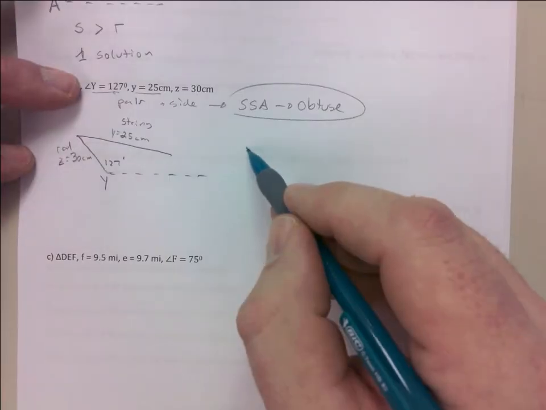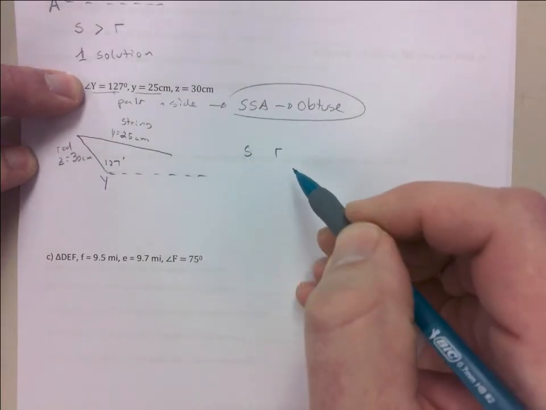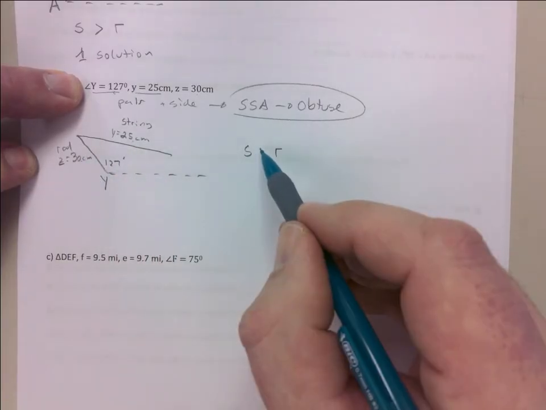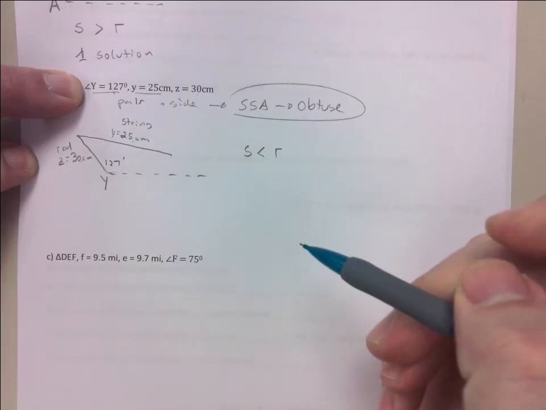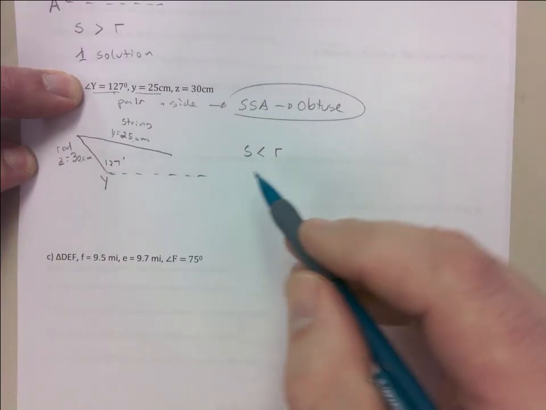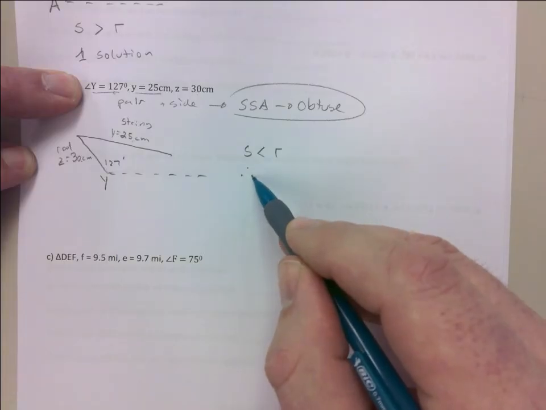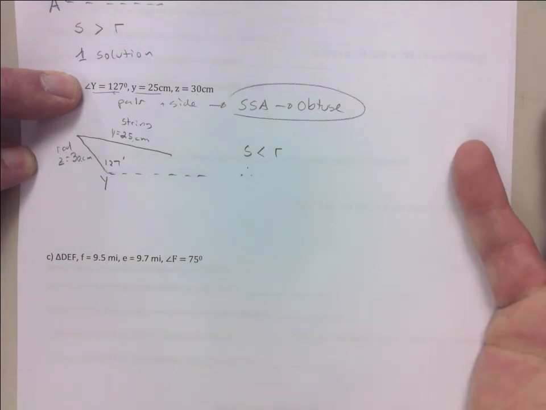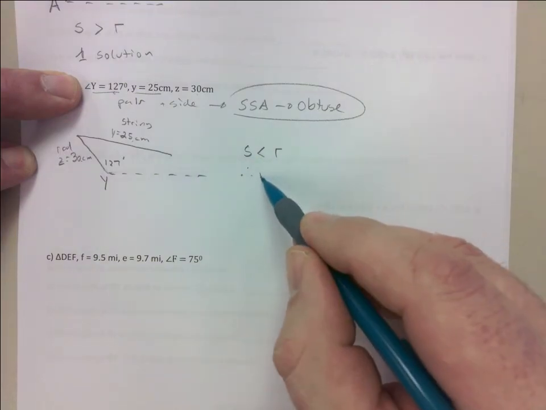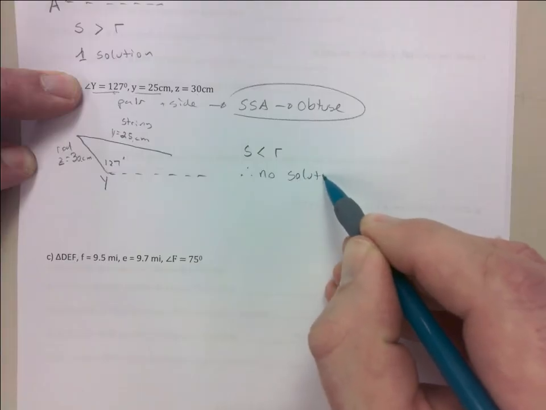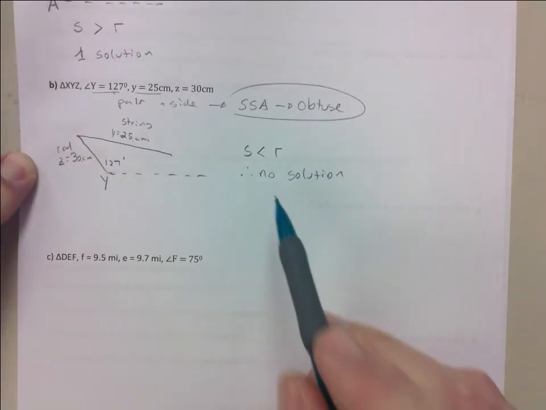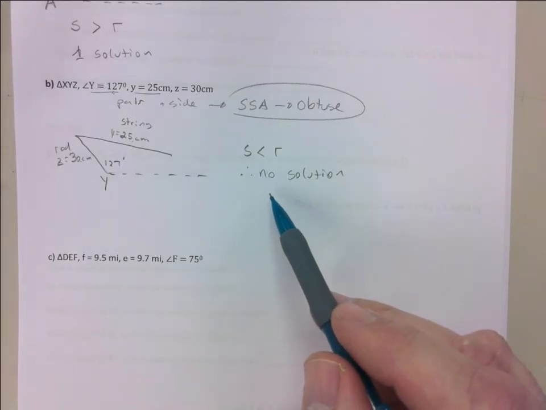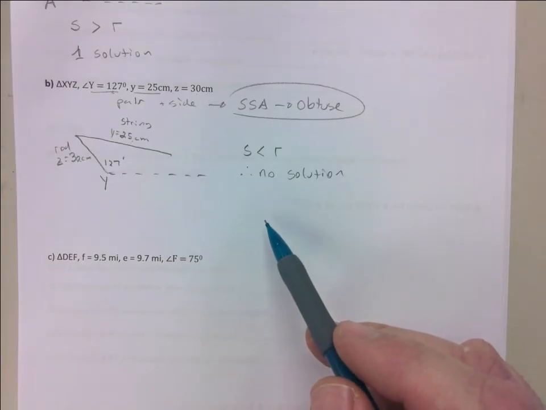Now let's compare them. String compared to the rod. What do you notice in terms of the numbers? This string is shorter than the rod. Therefore, how many solutions? No solution, right? No solution. You will notice that my key sometimes says no triangle. That's the same thing, right? One solution, one triangle.